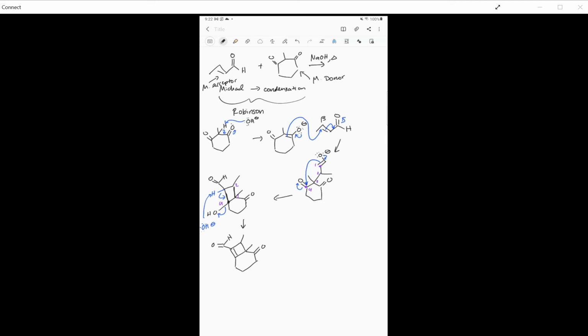All right, any questions on this one? Of course, if you attack the other carbonyl, it's the same thing. It's just symmetrical. You just get it on the other side instead. Same molecule, though.